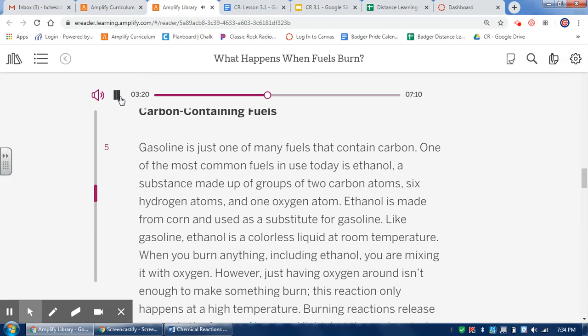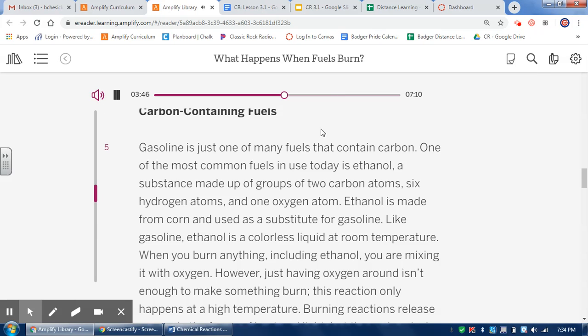Carbon-containing fuels. Gasoline is just one of many fuels that contain carbon. One of the most common fuels in use today is ethanol, a substance made up of groups of 2 carbon atoms, 6 hydrogen atoms, and 1 oxygen atom. Ethanol is made from corn and used as a substitute for gasoline. Like gasoline, ethanol is a colorless liquid at room temperature.